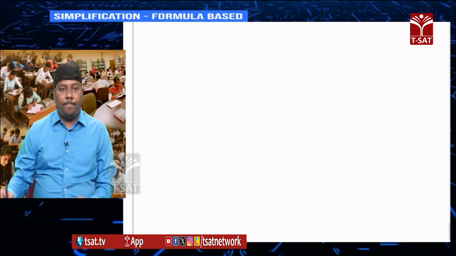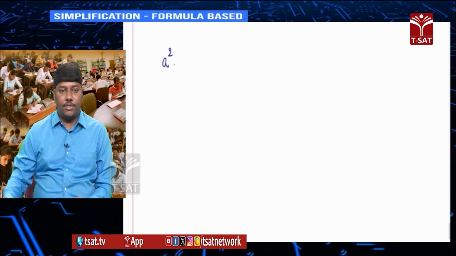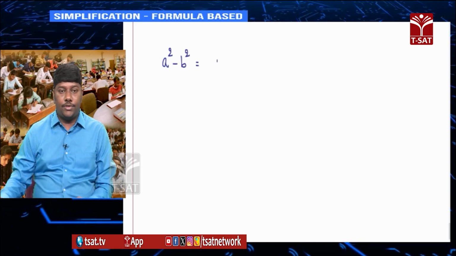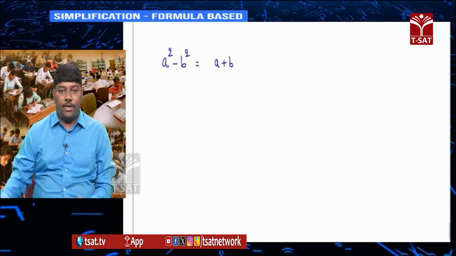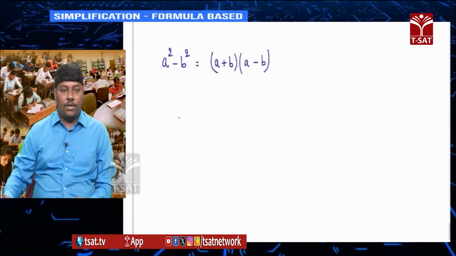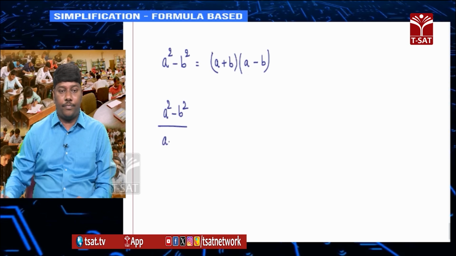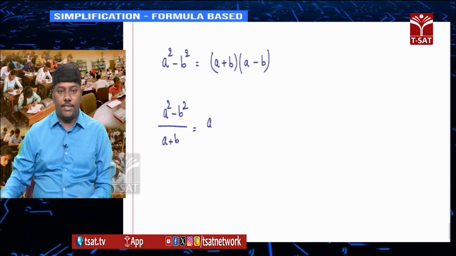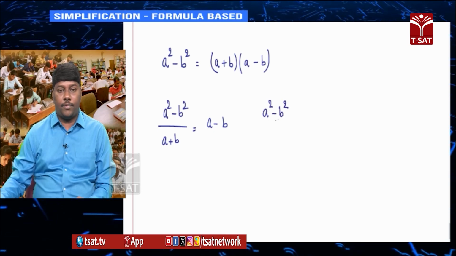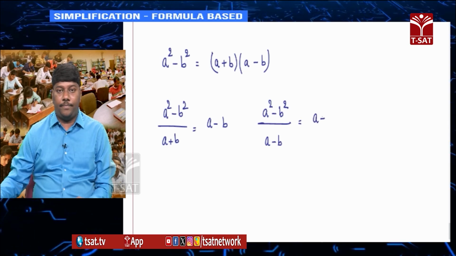Now look at one more formula. Very simple formula, we all know what is a square minus b square. A square minus b square is equal to (a plus b) into (a minus b). If I have a square minus b square divided by a plus b, I am going to give you a minus b as an answer. If I have a square minus b square divided by a minus b, I would give the answer as a plus b.